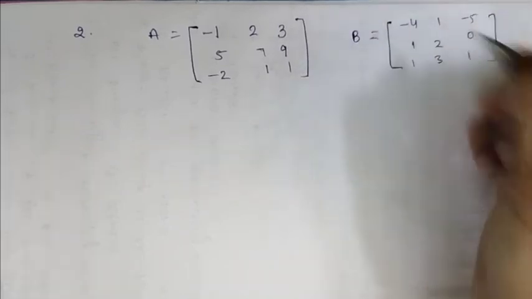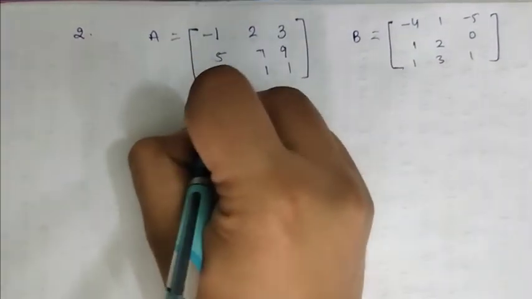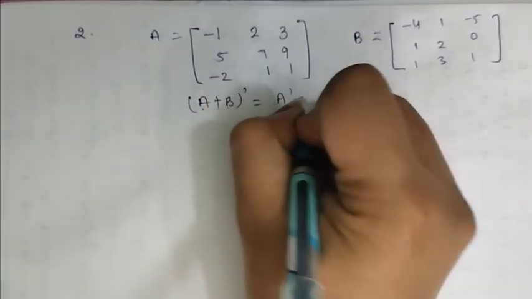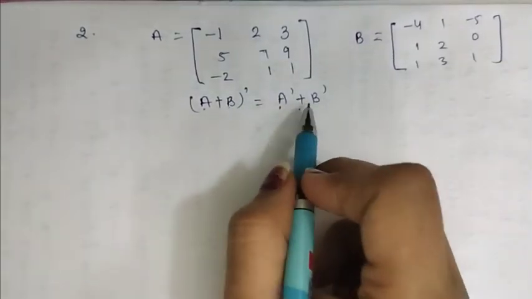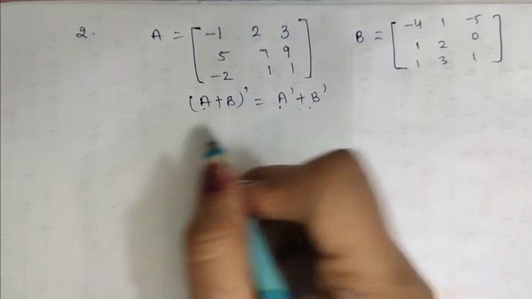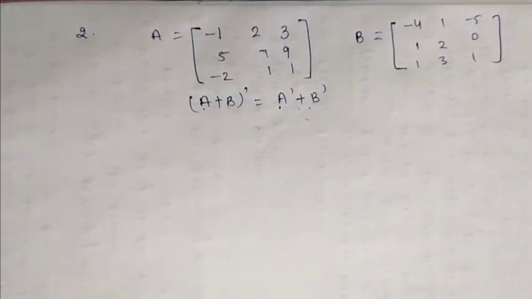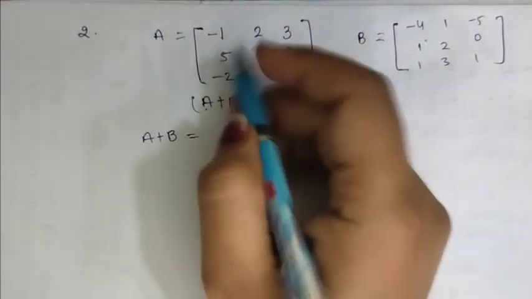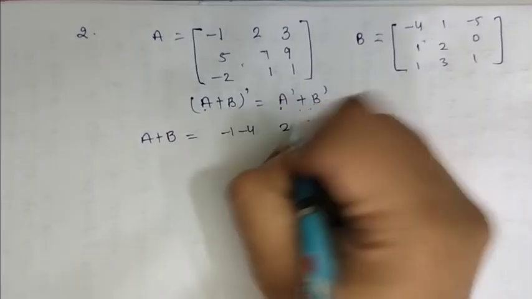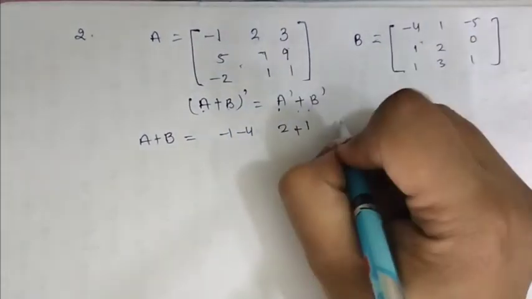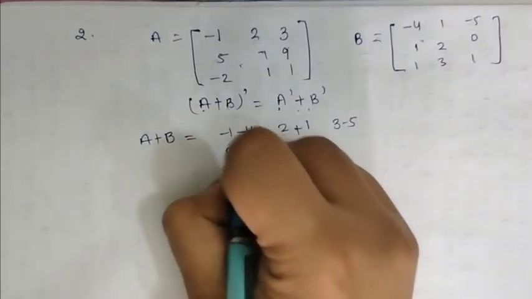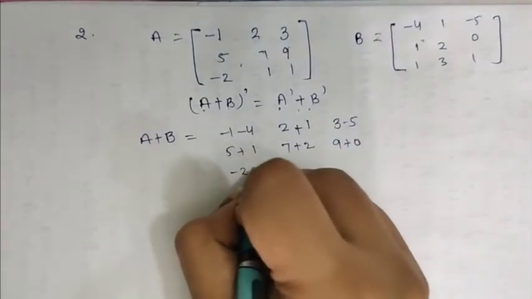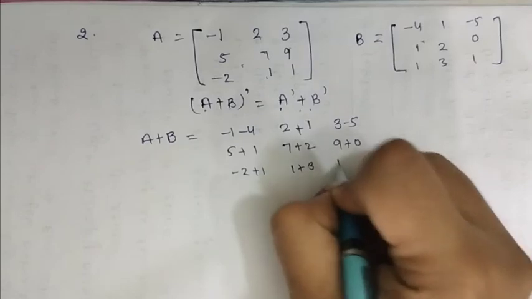We have two matrices in total and we have to verify that (A plus B) dash, that means the transpose of A plus B, is equal to A dash plus B dash, transpose of A plus transpose of B. We just studied this property, but now we have to verify it. So first we will find A plus B. A plus B will be -1 minus 4, 2 plus 1, 3 minus 5, 5 plus 1, 7 plus 2, 9 plus 0, -2 plus 1, 1 plus 3 and 1 plus 1.